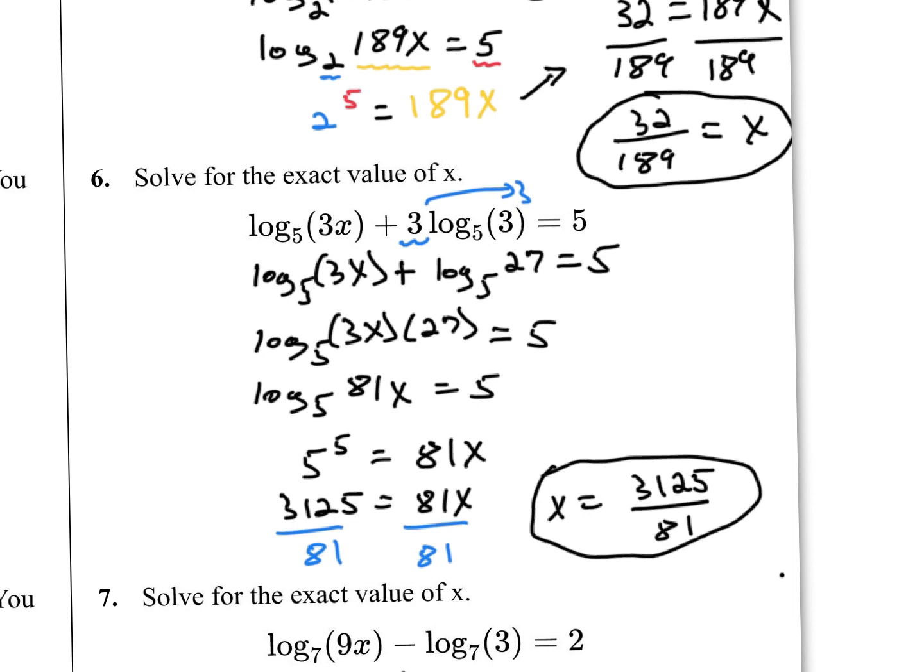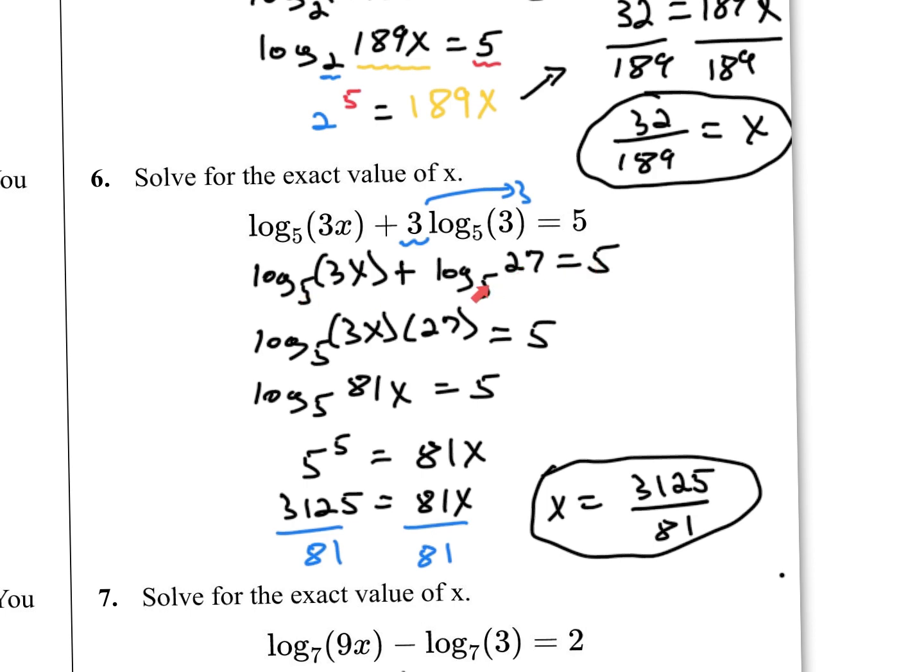So we have two logs again that are being added together, okay? So we're going to be writing them as a multiplication log. So log base 5 of 3x plus 3 log base 5 of 3. Again, I'm moving this 3 as the exponent. So I have 3 to the 3rd, which again is 27. So now our log base 5 of 3x plus log base 5 of 27 equals 5.